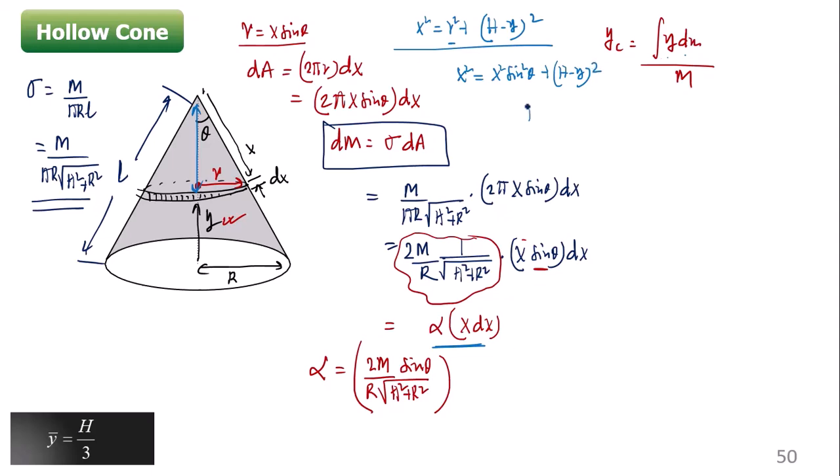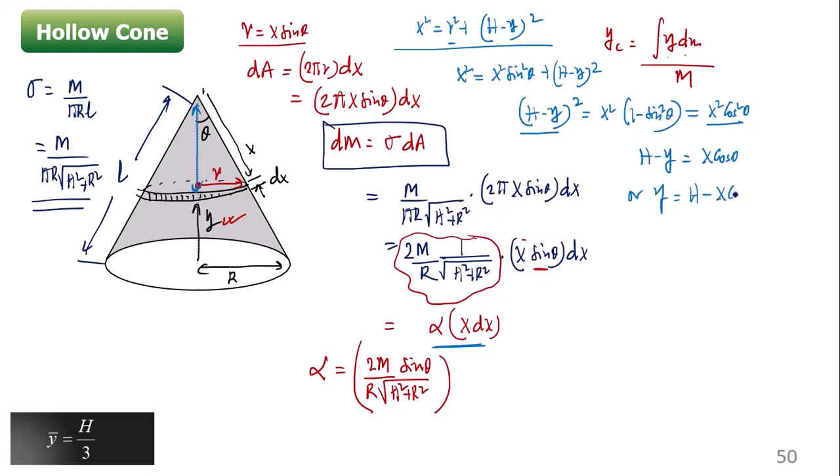Okay. So that means h minus y whole square should be equal to x square into 1 minus sine square theta, and 1 minus sine square is cos square theta. So x square cos square theta. So that means h minus y should be equal to x cos theta. If I take the root of both sides, h minus y is equal to x cos theta, or I can write y equals h minus x cos theta. Okay, so this is the y number.